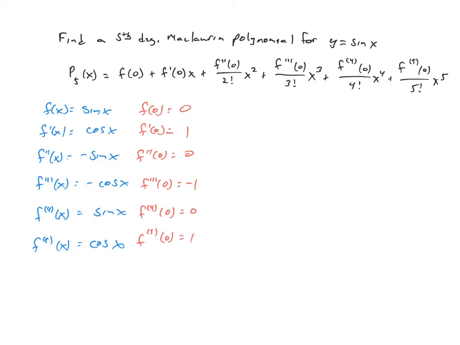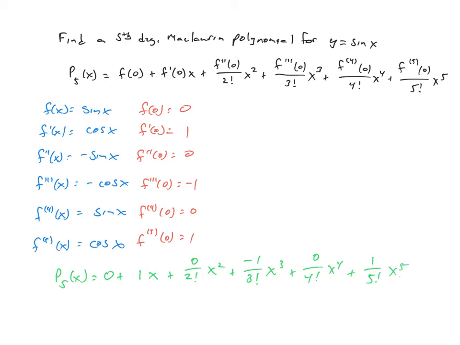And so when I start plugging everything in, on this one, p sub 5 of x is going to be 0 plus 1 times x plus 0 over 2 factorial x squared plus negative 1 over 3 factorial x cubed plus 0 over 4 factorial x to the fourth plus 1 over 5 factorial x to the fifth.